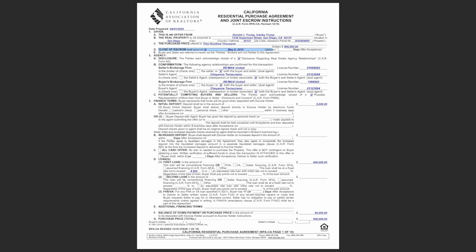Now, item number 2 is agency. In letter A, it's talking about disclosure. Now, you'll see on line item for letter A, they've already checked the box. This means that the disclosure regarding agency relationship has been pulled into the transaction already. And agency is included as soon as you pull up the purchase agreement in your zipforms account.